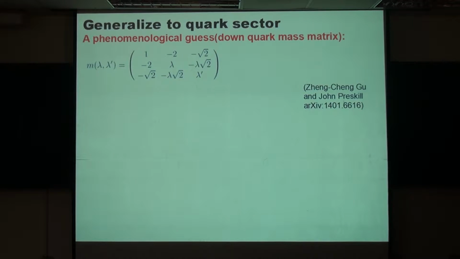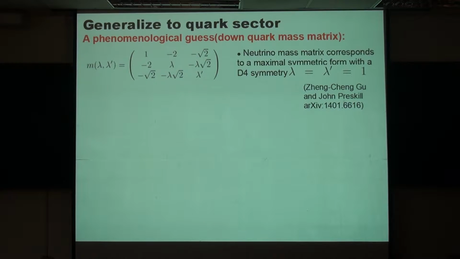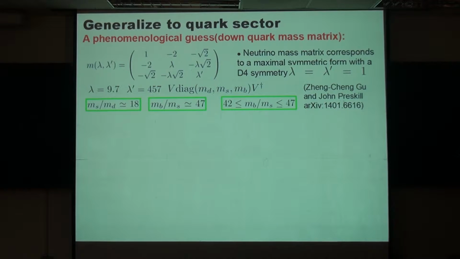And we can further generalize this scheme into the quark sectors just by adding some phenomenological parameters, lambda and lambda prime, because in the quark sector we have a huge mass hierarchy due to the standard model interactions. We don't know where this parameter comes from. But if we phenomenologically put it there and compute this mass ratio as a function of lambda and lambda prime, we try to make a best fit for the current data.